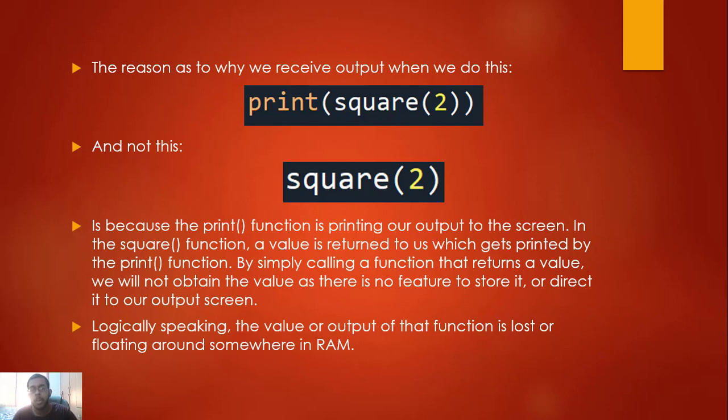By simply calling a function that returns a value, we will not obtain the value as there is no feature to store it or direct it to our output screen. Logically speaking, the value or output of that function is lost or floating around somewhere in RAM.